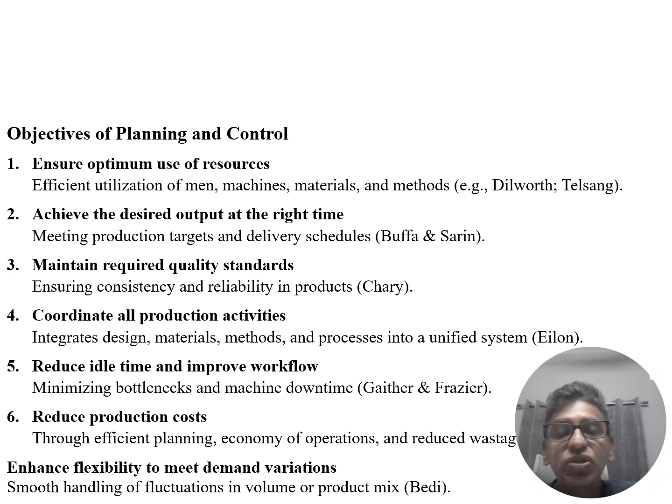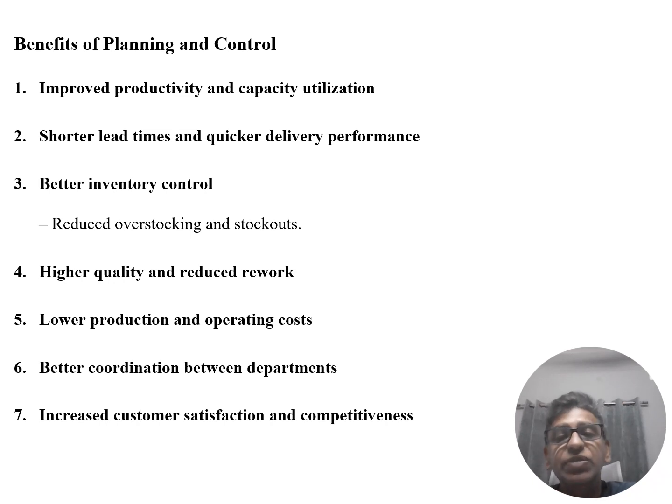Reduce production cost through efficient planning, economy of operations, and reduced waste. You can reduce the production cost, enhance flexibility to meet demand variations, smooth handling of fluctuations in volume or product mix. Benefits of production planning and control: improved productivity and capacity utilization. Productivity in the sense that by eliminating the wastage, you can improve the production rate. Thereby, you can increase the productivity and capacity utilization.